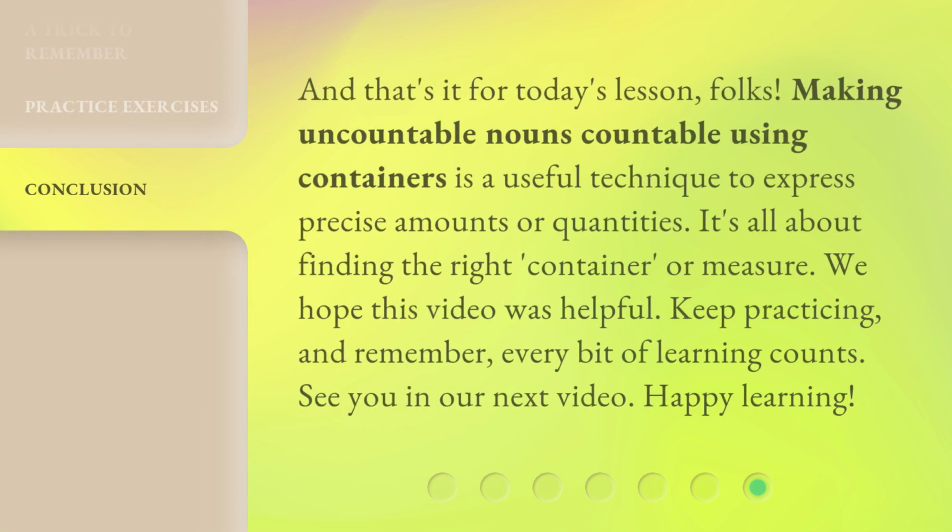And that's it for today's lesson, folks. Making uncountable nouns countable using containers is a useful technique to express precise amounts or quantities. It's all about finding the right container or measure.